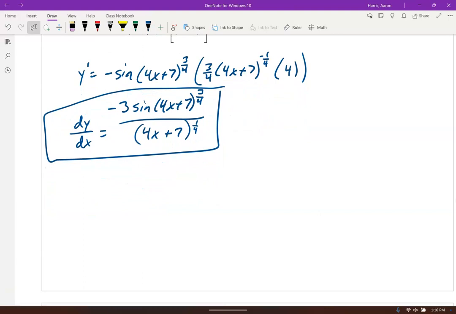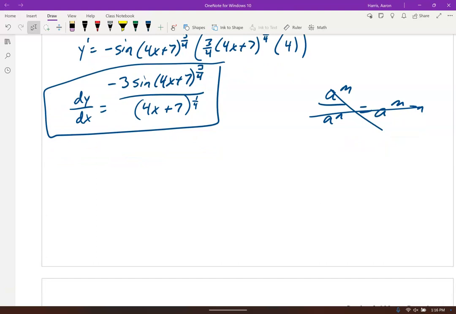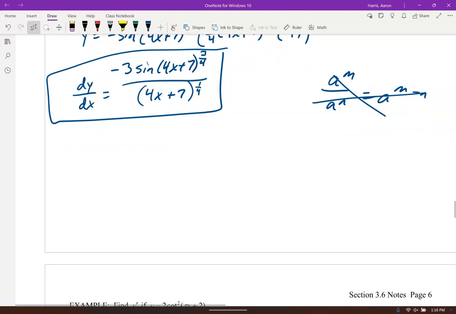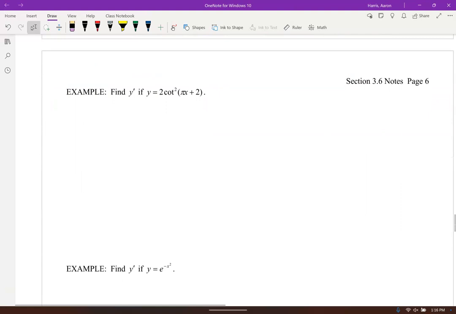And by the way, it's not like you can use this rule, right? Don't try to do that because you got the sine of that 4x plus 7 to the 3/4, right? A sine is being run on that. So you can't do that. In other words, you can't simplify that 4x plus 7 any further. All right, let's keep going here.